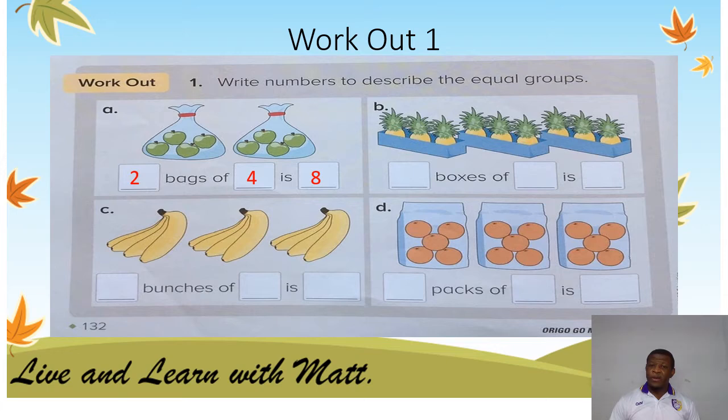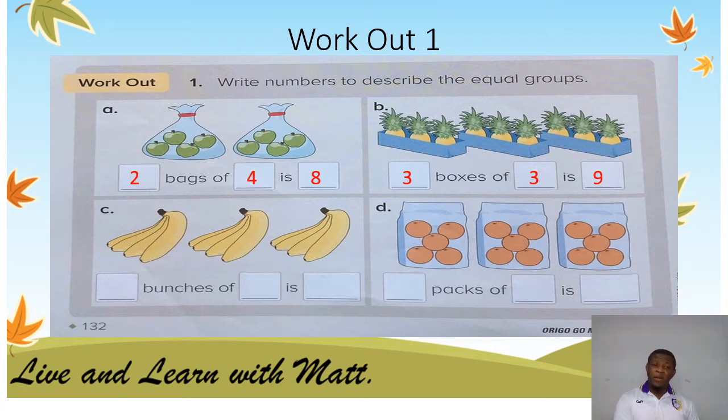Now part B, what can you see? And how many boxes are there? We have 3 boxes. And how many pineapples in each box? 3 pineapples. That's correct. So let's count in step of 3. So we have 3, 6, 9. So we have 3 boxes of 3 apples is 9.